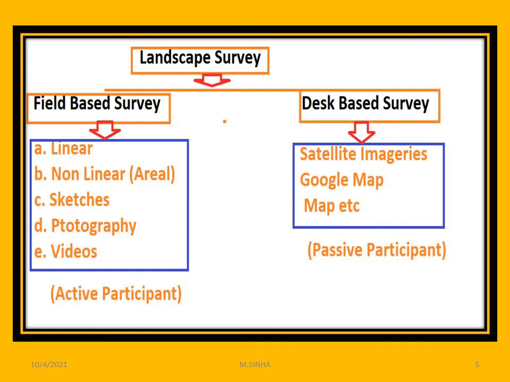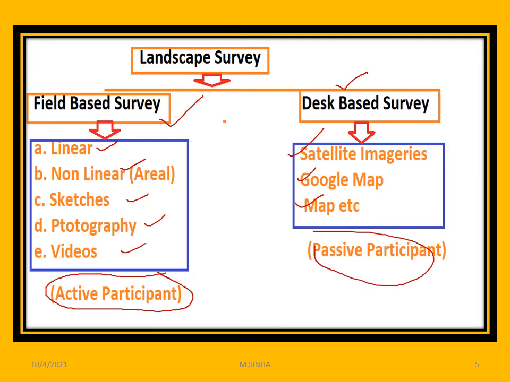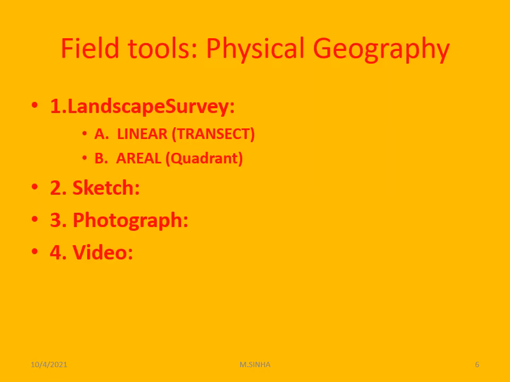Those are the field-based survey and desk-based survey. Field-based is the active method, and desk-based is the passive method. Field-based survey, or active method, includes linear, non-linear or aerial surveys, then sketches, photography and videos. It's related to active participation. The desk-based method is based on satellite imagery, Google Maps, and various kinds of maps, like the old Toposheet series, new Toposheet series, and local maps. It's a passive method of participation in landscape survey.